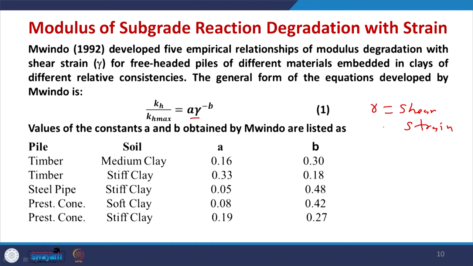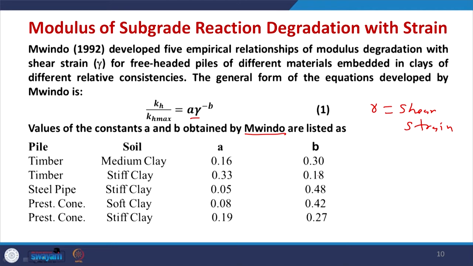The parameters A and B depend on the type of soil as well as the type of pile. The values of A and B used by these authors have been listed here, where A is between 0.16, 0.30, and then 0.05, 0.08 for different types of soil and depending on the type of pile. The same is the case for B.